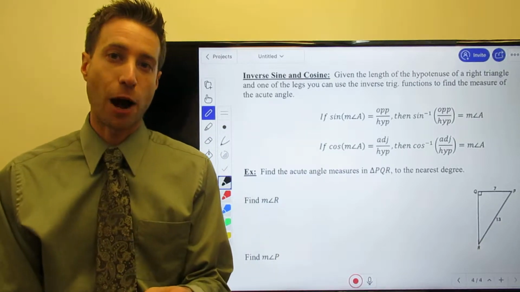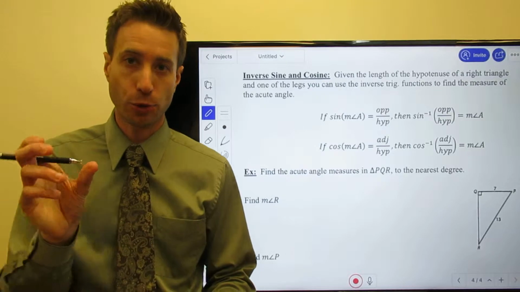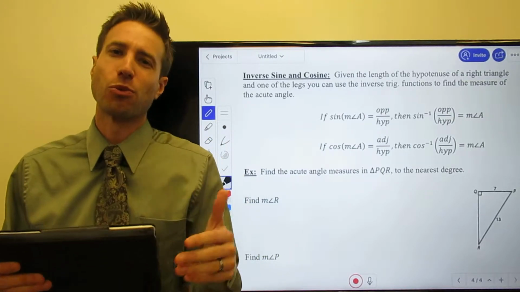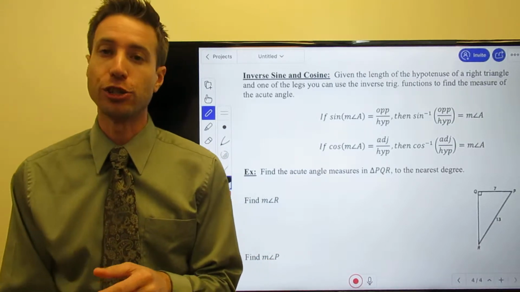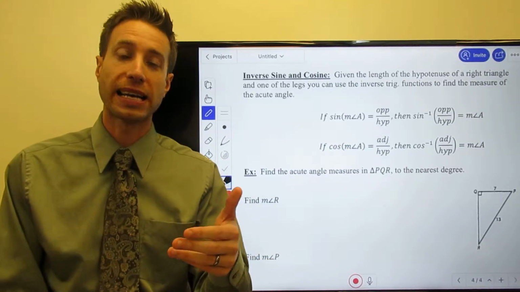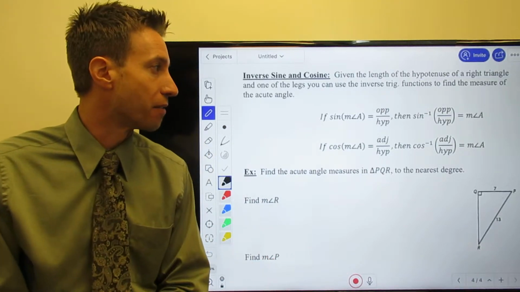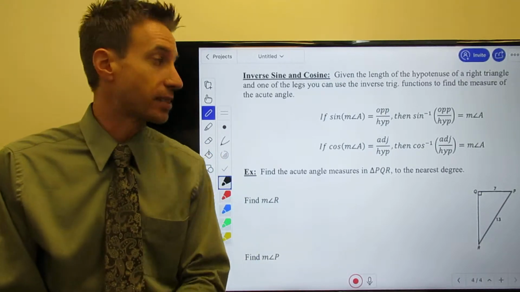What we're gonna do now is, on the previous page, we looked at example problems where you set up those trig ratios and, given an angle, you were able to find one of the missing sides of the right triangle. Now we're going to take a look at how you find the angle measure, given the ratio of the sides. Again, we're looking at sine and cosine in this set of notes.